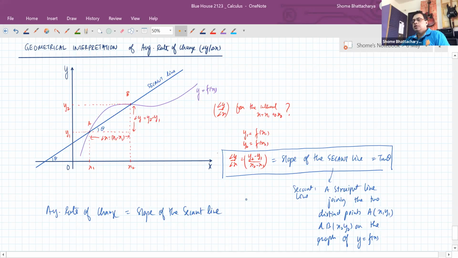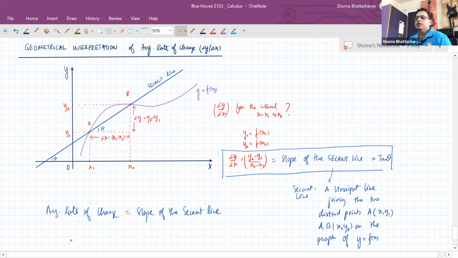Sir, if this function curve continues to rise, then the secant line may cut more than 2 points on the curve. Yes, it can cut more than 2 points. But the thing is, when we are drawing the secant line, which 2 points do we have to select? The 2 points corresponding to the interval for which we are calculating the rate of change.